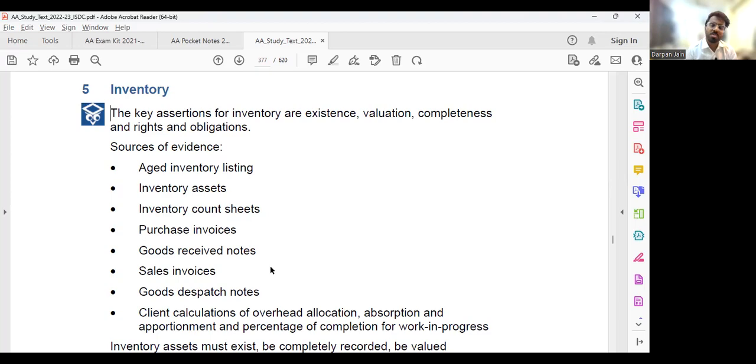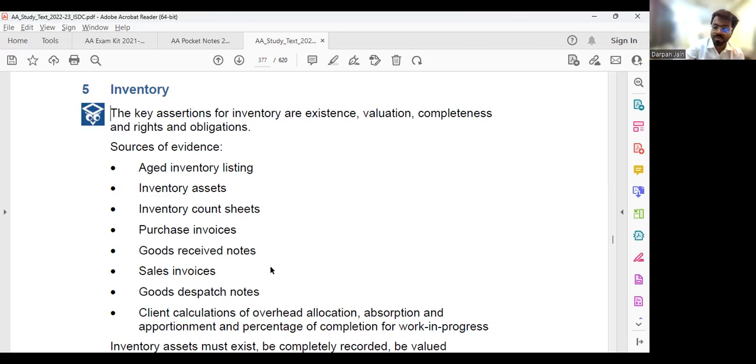If that finished good was purchased, let's say 3 months back, what is the age of that inventory? 3 months. For how many days was that inventory outstanding? For how many days are you holding that inventory? That is nothing but the age of the inventory. Okay. Next, inventory asset. The asset itself.